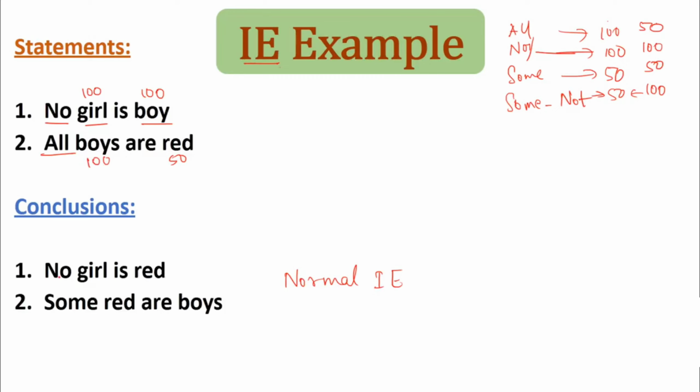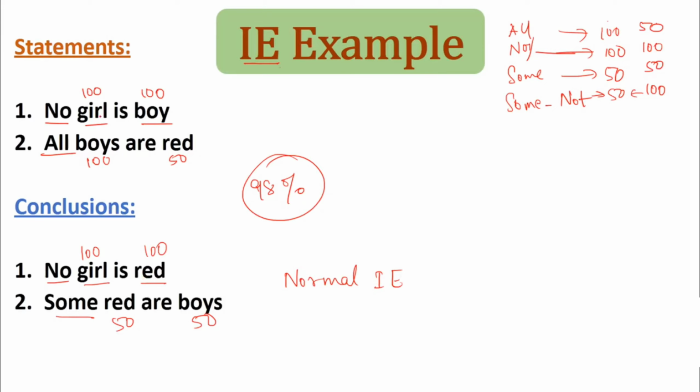Next, the conclusion statement, again no. No means we give 100 to element 1, 100 to element 2. Some means give 50 to element 1, 50 to element 2. 98% of the sum has been done. Let's move on to the next 2%. First conclusion is: no girl is red. Girl and red, these two in one sentence.